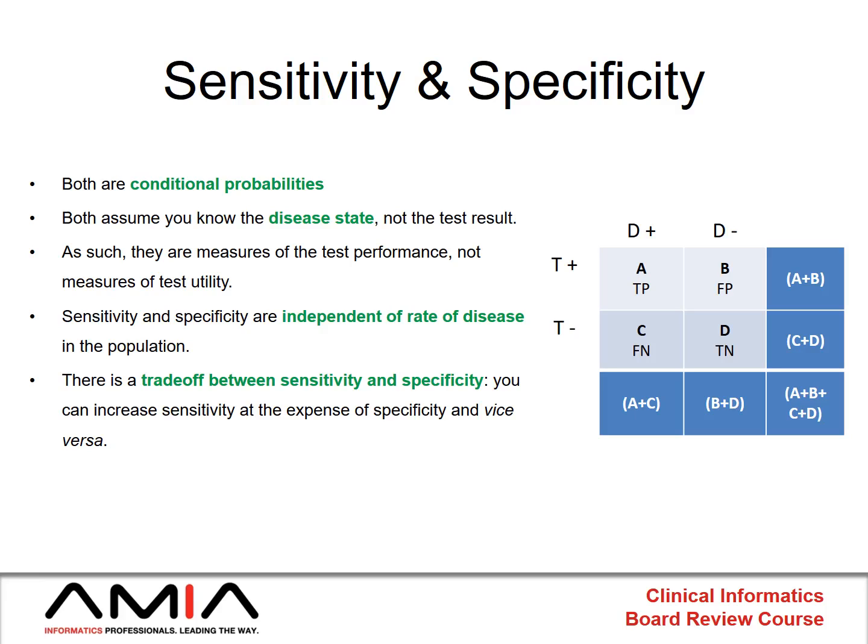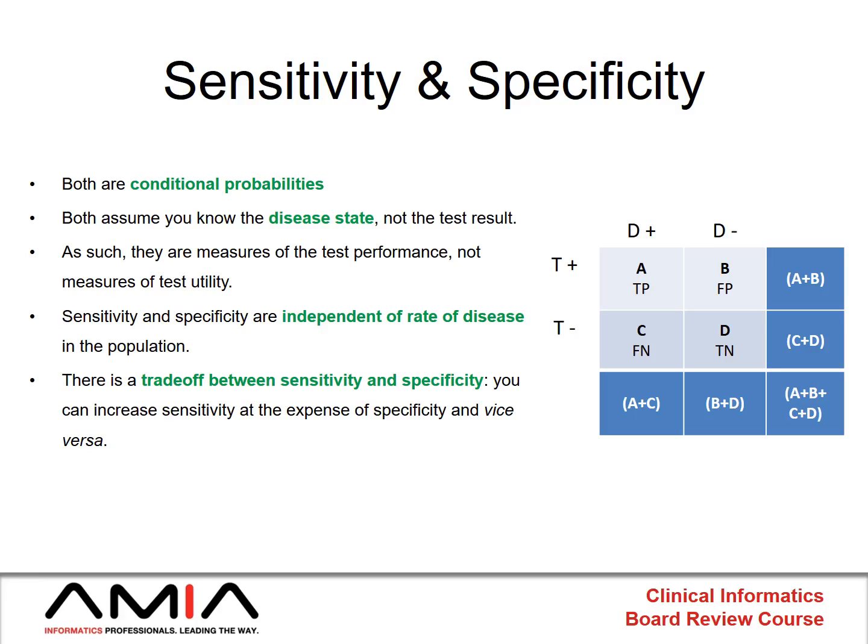Also notice that because I can do all the calculations for sensitivity in the first column, and I can do all the calculations for specificity in the second column, both of these calculations are actually independent of the prevalence of the disease. In other words, the ratio between those who have the disease and who don't have the disease doesn't matter, and that means that these are unique to the test themselves and not to the population that you're testing.